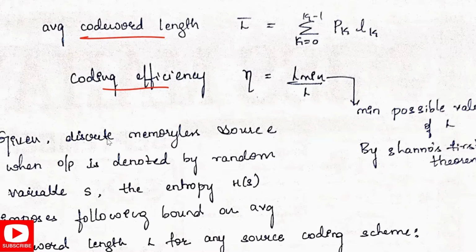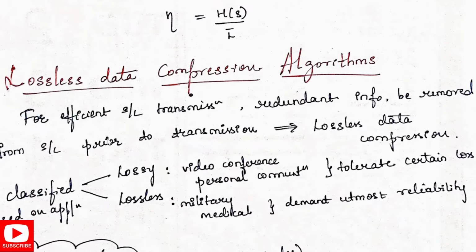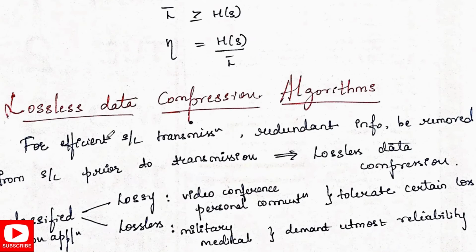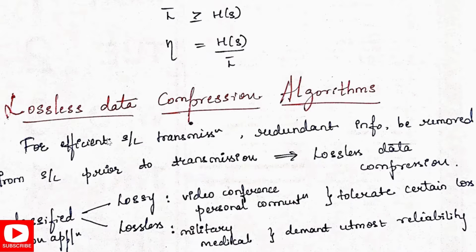So you can say, given a discrete memoryless source whose output is denoted by the random variable S, the entropy H of S imposes the following bound on the average code word length for any given source coding scheme. So L bar will be greater than or equal to H of S. So our efficiency will be H of S by L bar. So the next topic is the lossless data compression algorithm.